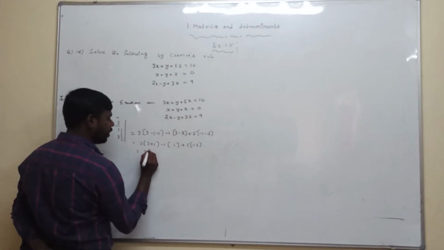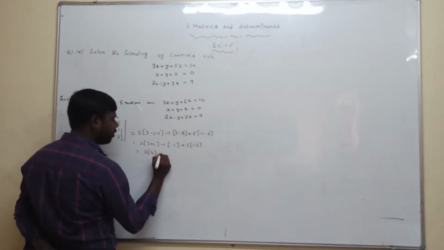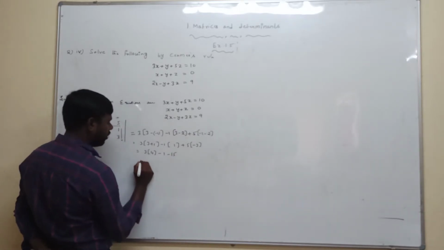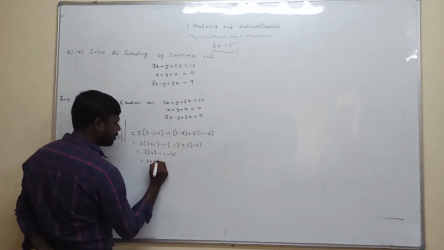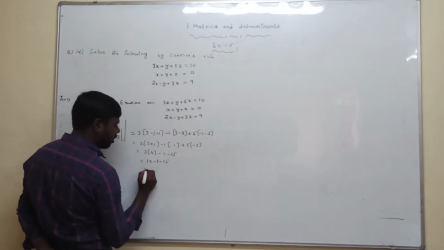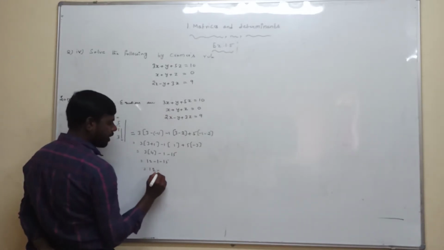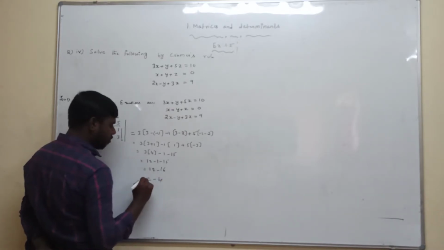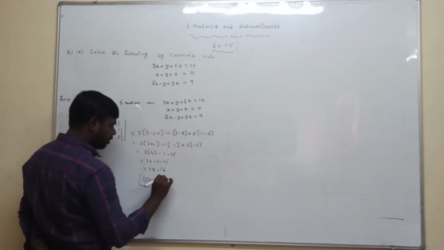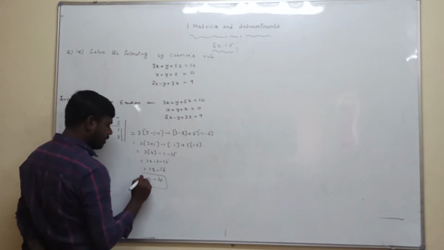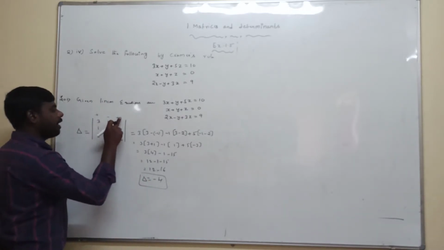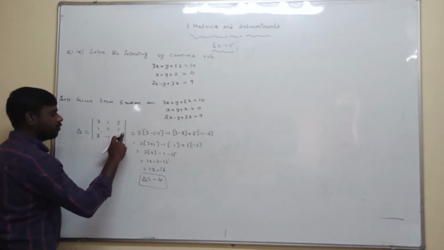So now 3 into 3 plus 1 value is 4. Minus 1 into 1, 1. Plus minus 5 into 3 is 15. 3 into 4 is 12, minus 1, minus 15. Now 12 minus 1 minus 15, the value is minus 16. 12 minus 16, the value is minus 4. We got delta value is minus 4.